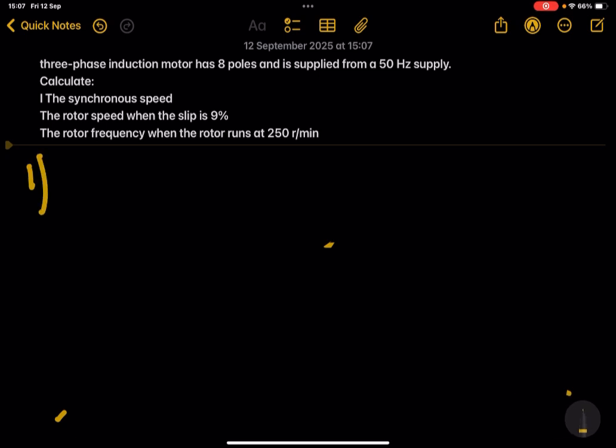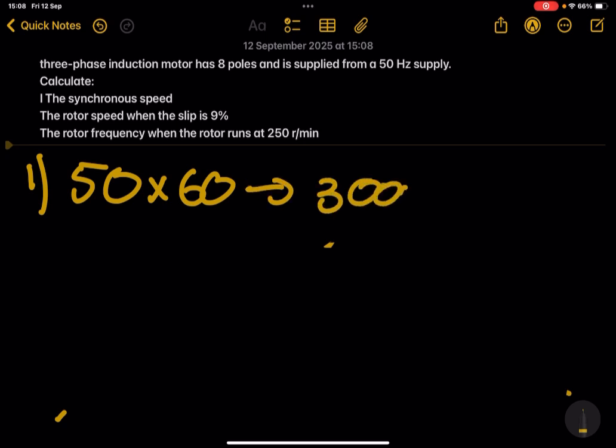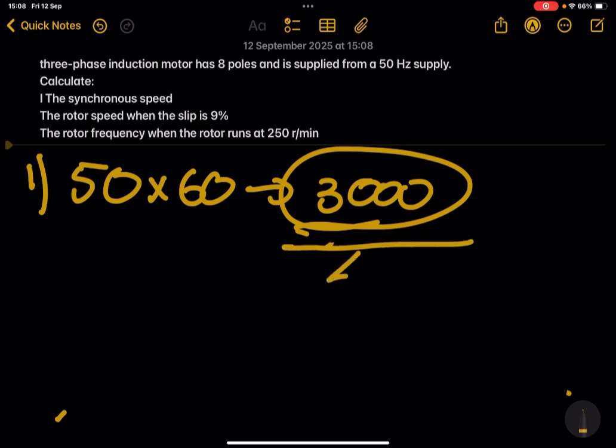Now, synchronous speed is basically determined by our grid frequency and the pole pairs. So our grid frequency is 50 Hz, and that we have to multiply by 60 to get the per minute value of it, which then ends up being 3000. Okay, so in a single pole pair format, this would technically rotate at 3000 RPM, but because we have 8 poles, it would be divided by 4.